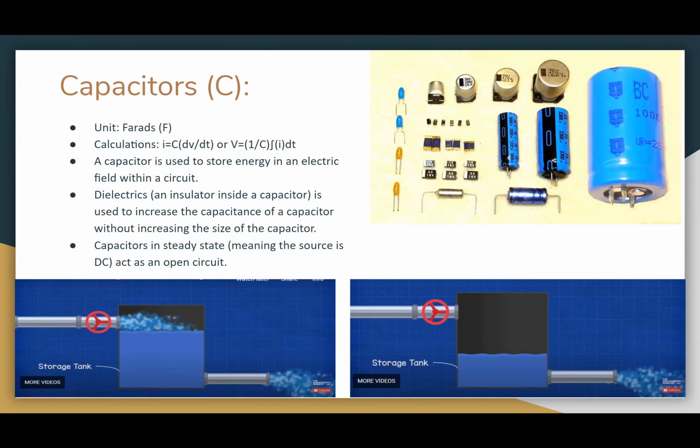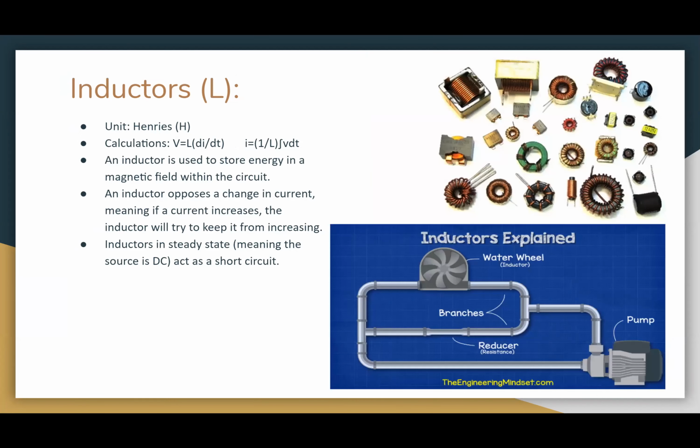Right. So now our last topic is inductors. Inductors are measured in henries and denoted by the capital H. The way we calculate inductors in engineering is V equals L, which denotes the inductance, multiplied by the derivative of current over time. And we solve for current with 1 over the inductance times the integral of V dt, which is voltage with respect to time.